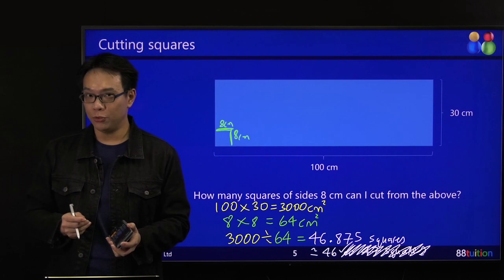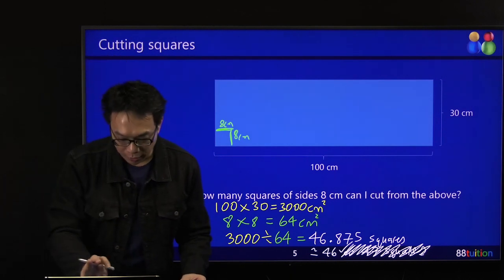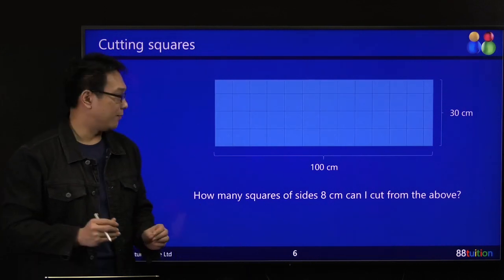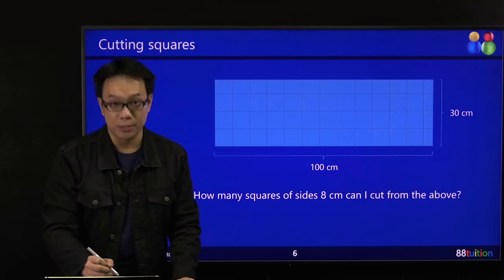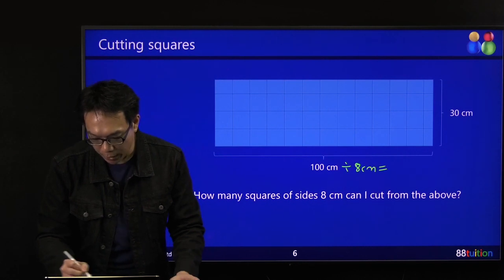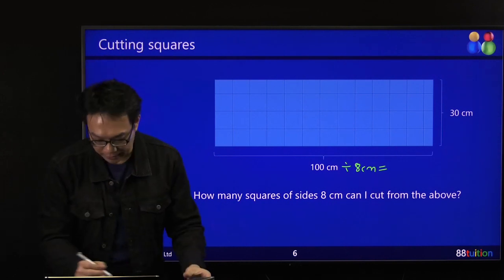So that is your way of doing. But is it really true? The other way is to slowly draw something like this. Inside your 100 cm, how many 8 cm are there? That's your question. Do it slowly. 100 divided by 8 is equal to 12 and a half.